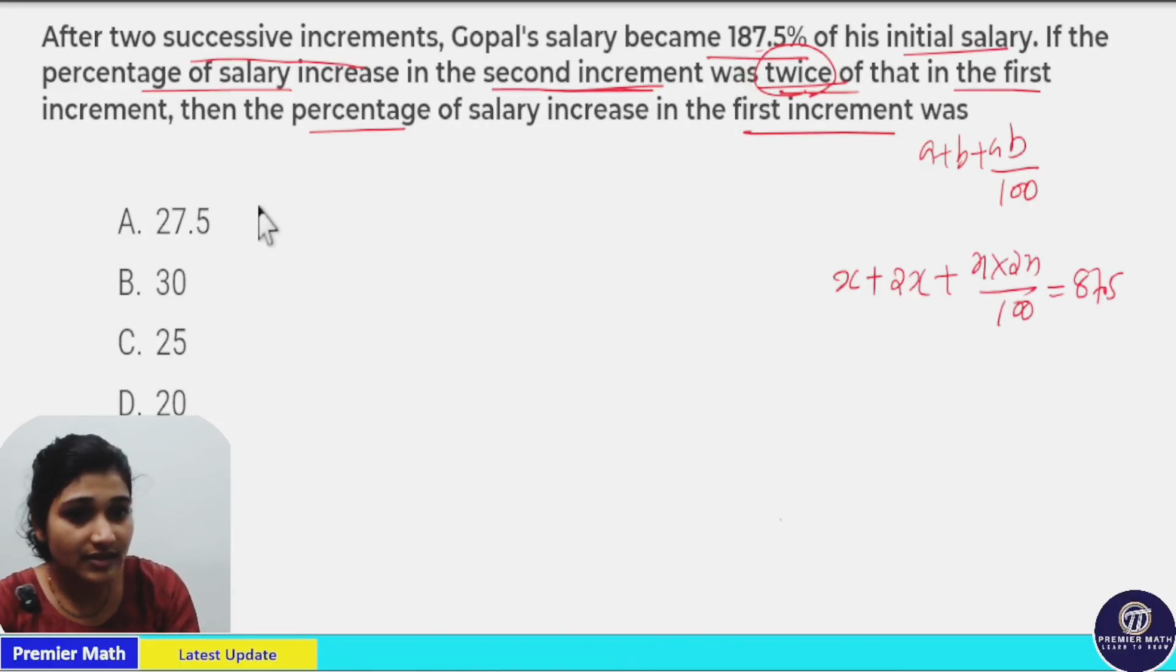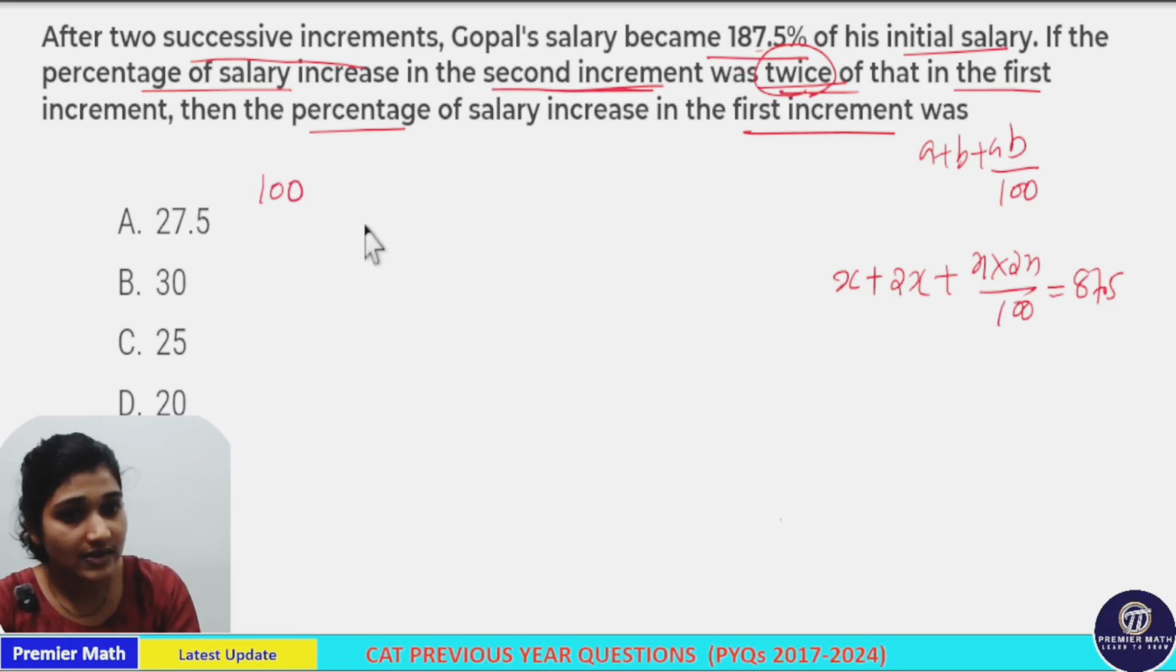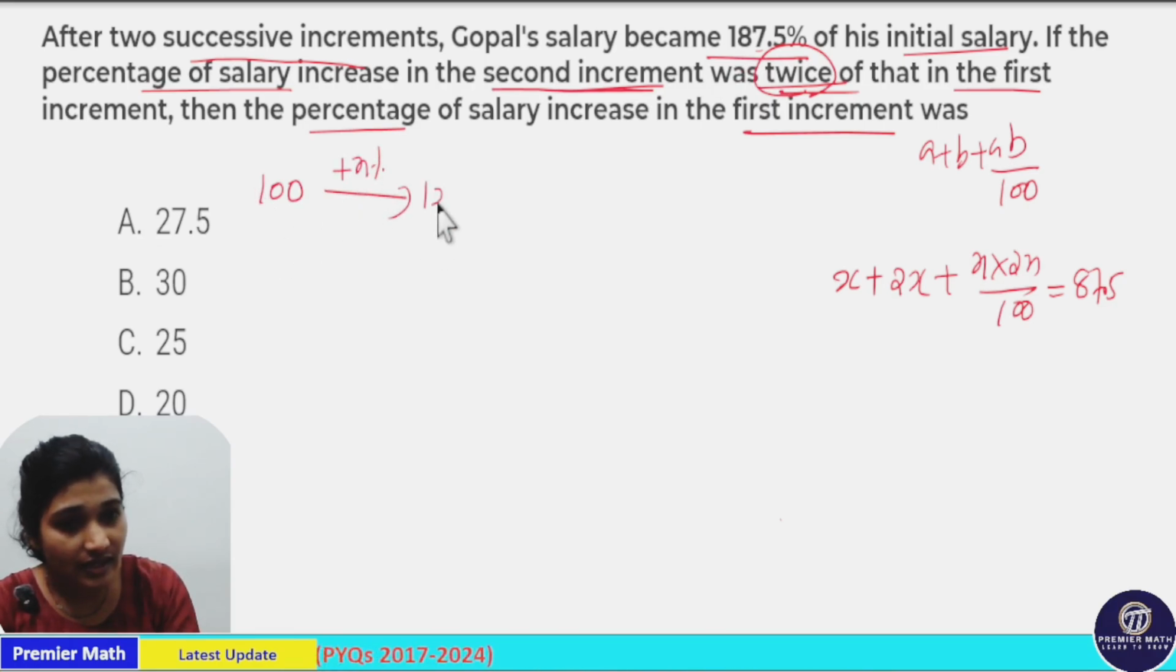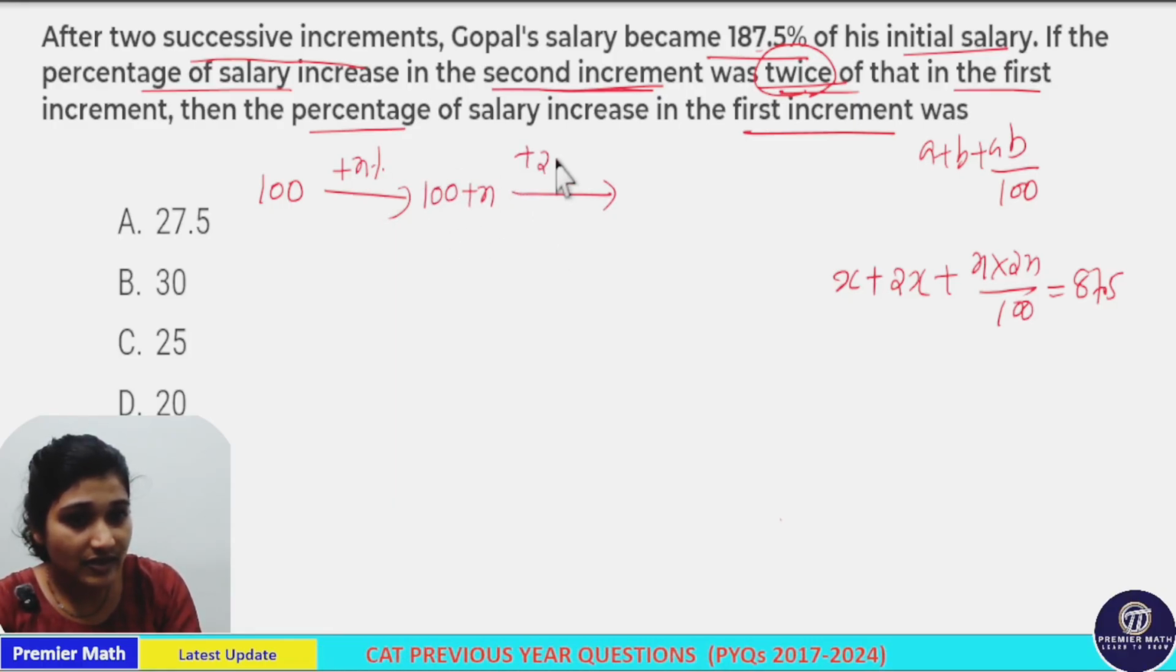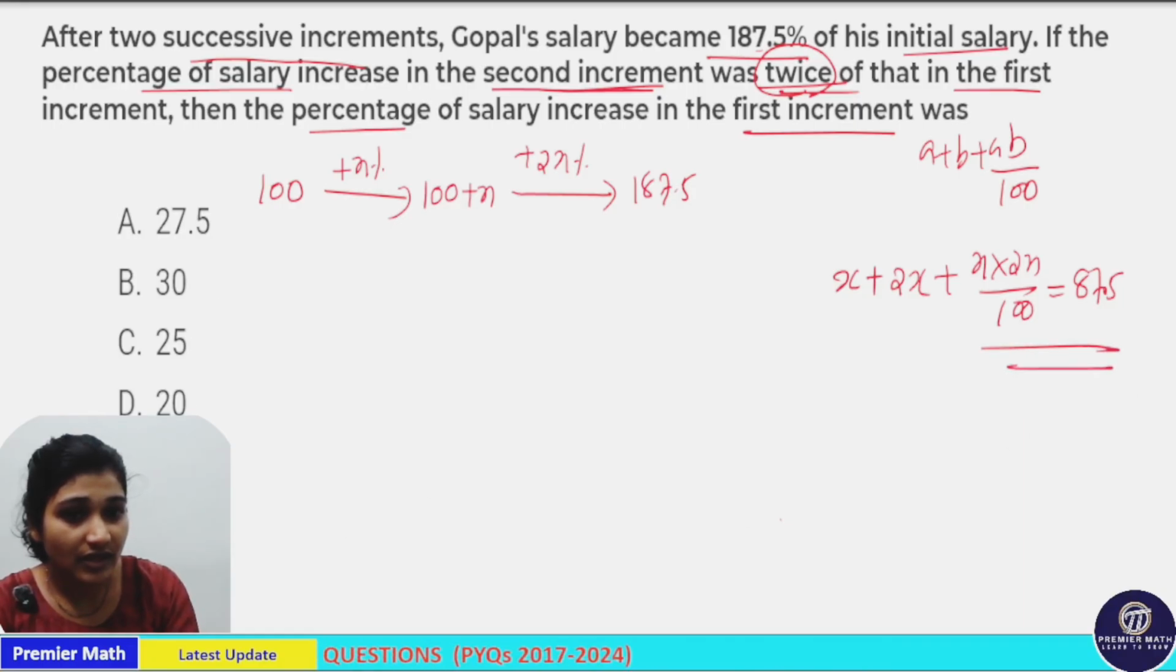If 100 is the initial salary, then after X percentage increment, his salary should be 100 plus X. Again, the second increment is twice the first increment, that is 2X percentage. Then after this 2X percentage increment, his salary is 187.5 percentage of 100, which is equal to 187.5. Now this is the process. Here using this, you can find the answer, but we can do option verification here.